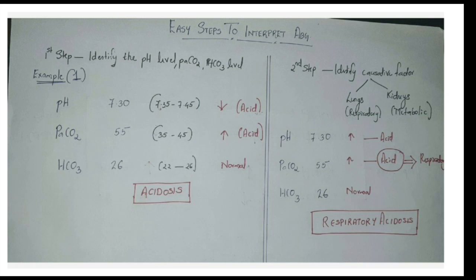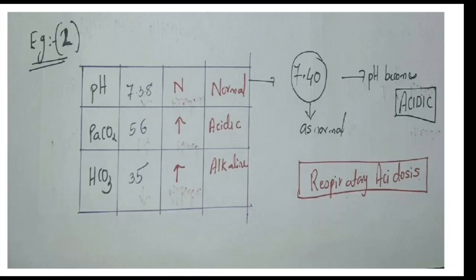In the first step you found out whether it is acidosis or alkalosis. In the second stage you will find out who is the causative factor, whether it is respiratory or else it is metabolic. I hope this is clear for you. So in the first example you are very much sure about identifying whether it is an acidosis stage or alkalosis stage, at the same time whether it is respiratory or metabolic. Now let us see another example.